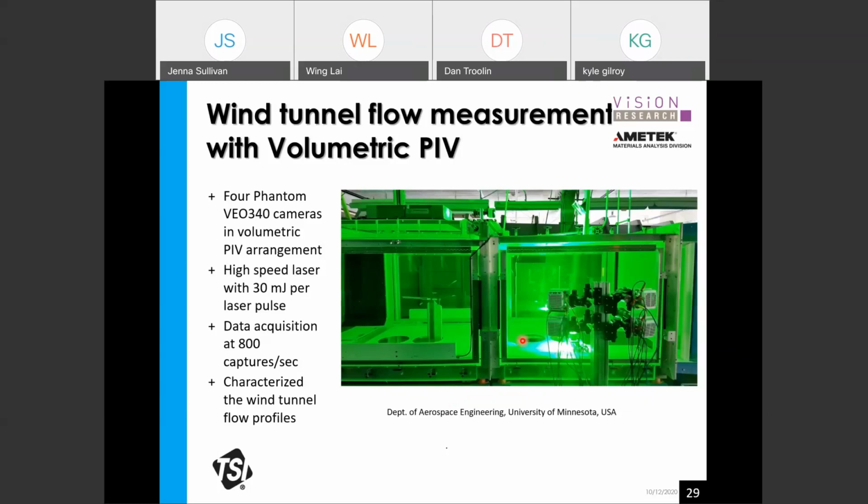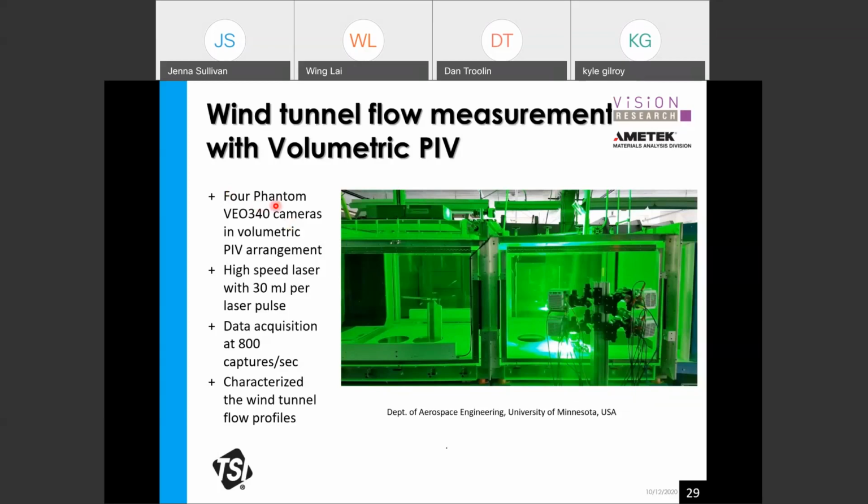You can see over here, the laser is from the bottom of the tunnel to give us volumetric illumination. The sample mount was used so that the cameras can all be focused onto the volume, seeing the particles, focusing perfectly. So we'll go into more details.